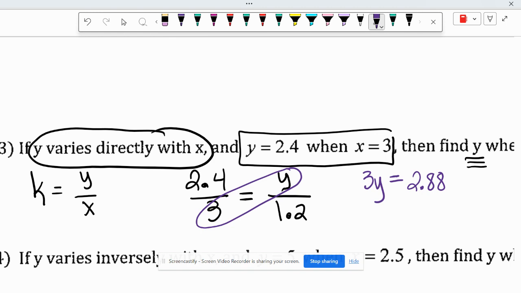What do I do now? Divide by 3. So what do I find out? Y equals 0.96.